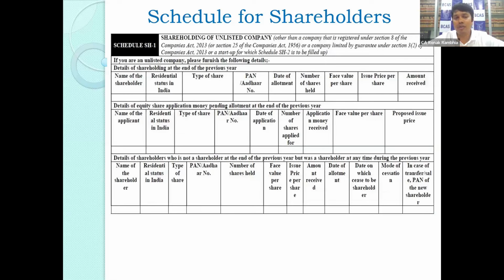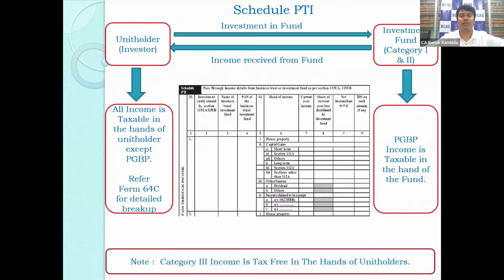That is the name of the shareholder, whether it is a resident or non-resident, the type of share, other details, number of shares, face value per share, issue price per share, and the amount received by the company on issue of such shares. Also, when there is a transfer, the company has to give the details of the shareholder who has transferred, and in case of transfer, it has to give the PAN of the new shareholder to whom the shareholder has transferred the said equity shares during the year under review. For this year, the application money pending allotment at the end of the previous year also needs to be mentioned in the income tax return.